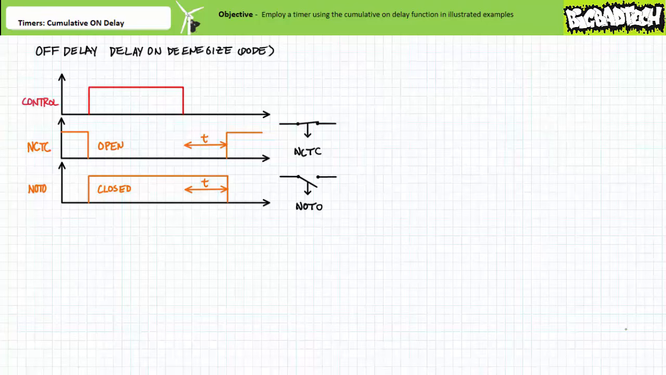The normally closed time-closed contact opens, and the normally open time-open contact closes. However, when the controlling input is de-energized here, the associated contacts maintain the asserted state. The normally closed time-closed contact remains open, and the normally open time-open contact remains closed. Only after the predetermined delay period T has elapsed do the contacts revert to their deactivated state. The normally closed time-closed contact recloses, and the normally open time-open contact reopens.